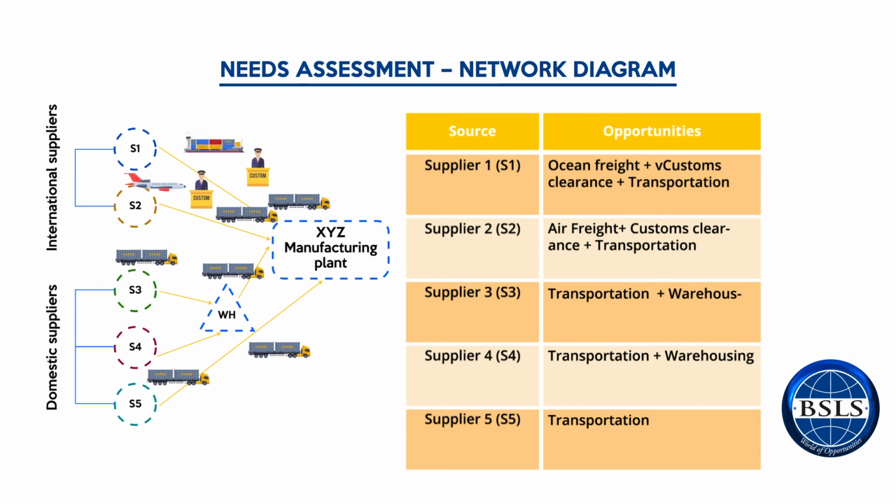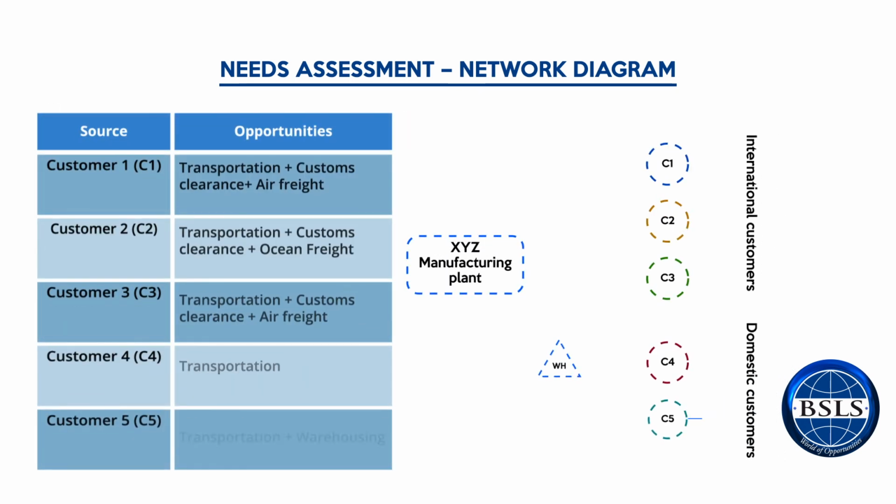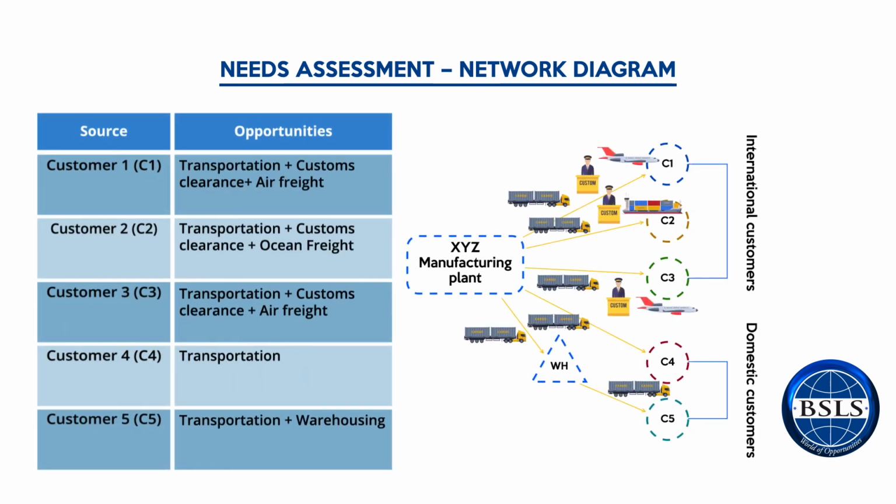Now let us look at the opportunities on the outbound side. For transportation to customer 1, the total number of opportunities are transportation, customs clearance and air freight. To customer 2, transportation, customs clearance and ocean freight. For customer 3, transportation, customs clearance and air freight. For customer 4, it is transportation, and for customer 5, it is transportation plus warehousing. Therefore, the total number of opportunities identified here are 12.